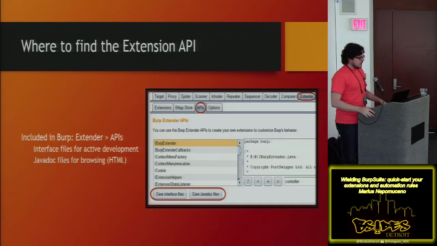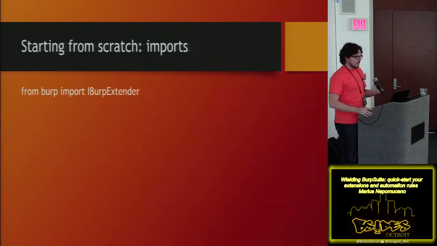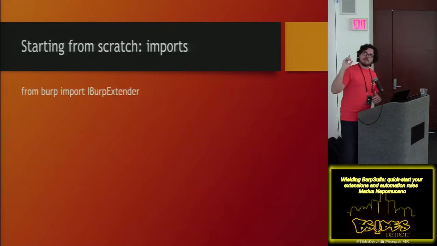So now we're going to start. This is literally how you start writing your extension. Import stuff. From burp, import IBurpExtender. That will be your first line ever.